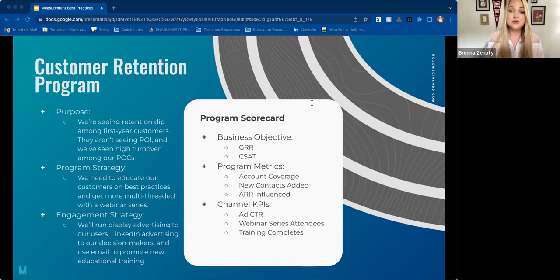And something that you can also work with customer success on that's a little more subjective is understanding and tracking whether or not you're adding new contacts to the account to really broaden that account committee. And again, showing that you're getting more multi-threaded. And from a channel perspective, we again need to understand, is our messaging resonating with the right people? Are people actually engaging with this content? Are people attending webinars? And are they completing these courses that we've created for them?